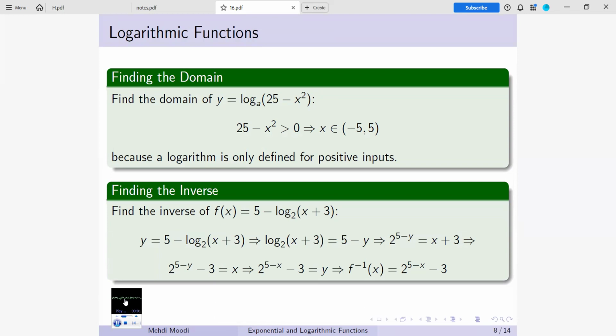Logs are picky eaters. They don't do zero. They don't do negatives. To find the inverse of a logarithmic function, isolate the log and then convert it into an exponential expression, isolate x and finally swap x and y.